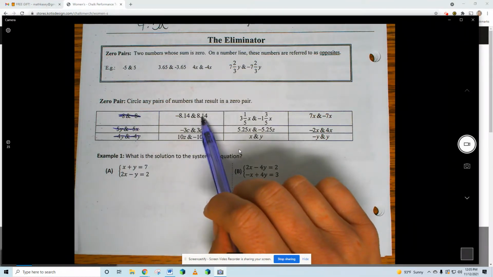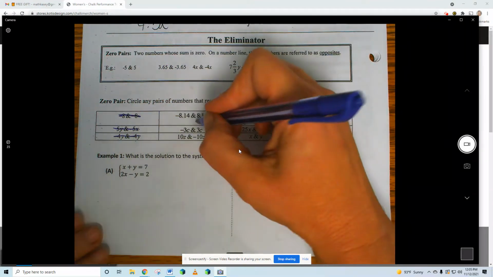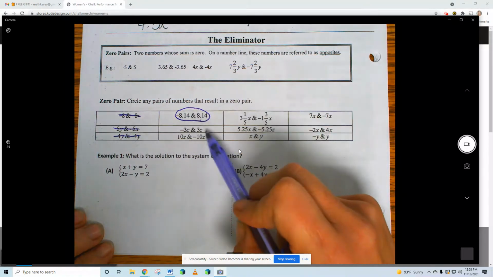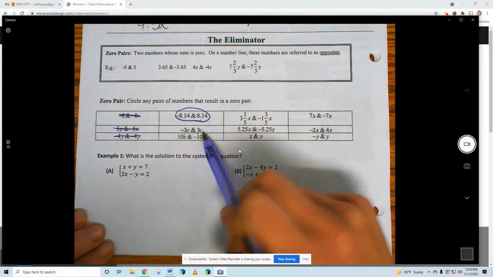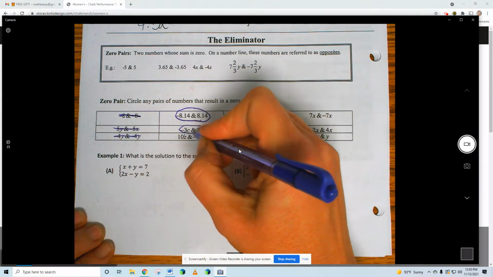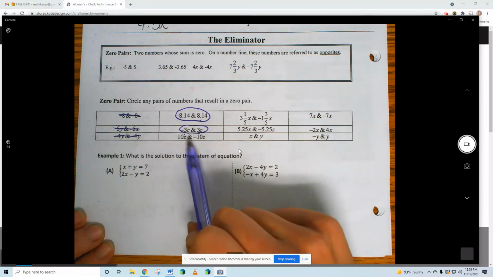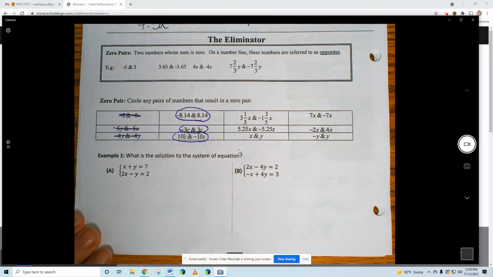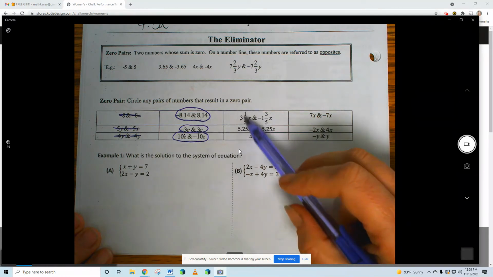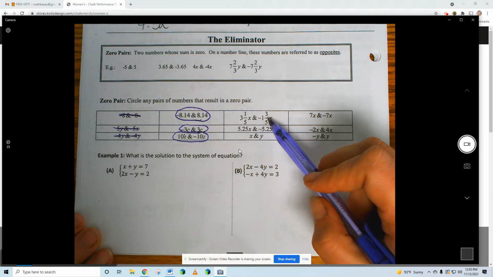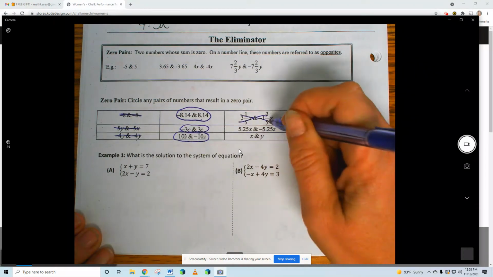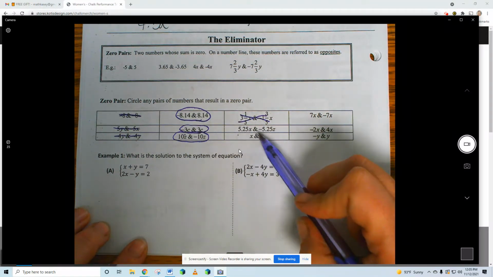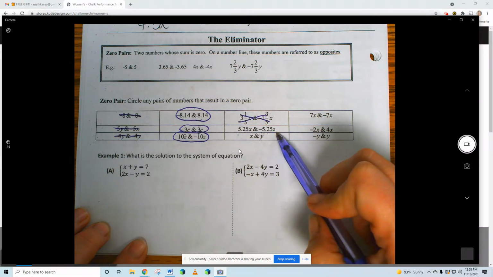-8.14 and +8.14. Yes. -3c and +3c. Yes. Good, we'll circle it. 10z and -10z. 3 and 1/5 and -1 and 3/5. They sound so similar though, but no. $5.25x and -$5.25z. No.